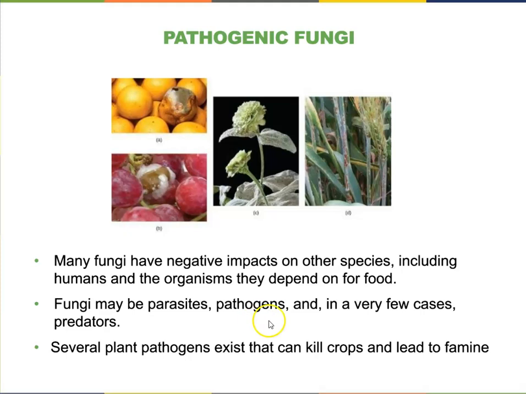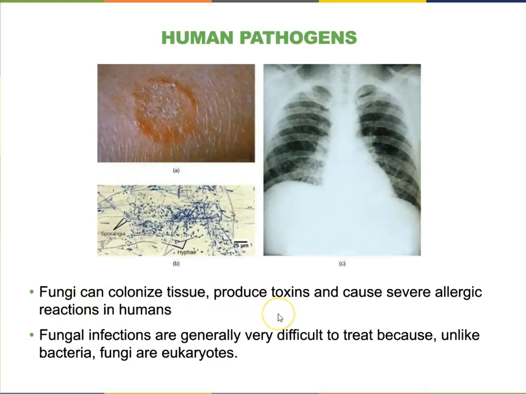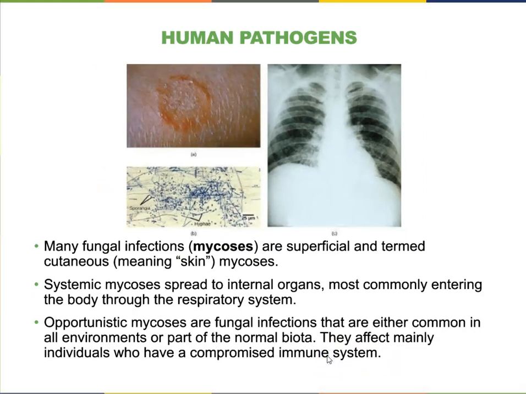Fungi may be parasites, pathogens, and in a very few cases, predators. Fungi can colonize tissue, produce toxins, and cause severe allergic reactions in humans. The infections are generally very difficult to treat with antibiotics because fungi are not bacteria, they are eukaryotes. Many fungal infections are superficial, termed cutaneous mycosis, meaning the infection only stays on the skin layers. Systemic mycosis can spread to internal organs, most commonly entering the body through the respiratory system. People who have a compromised immune system can be affected by fungi.